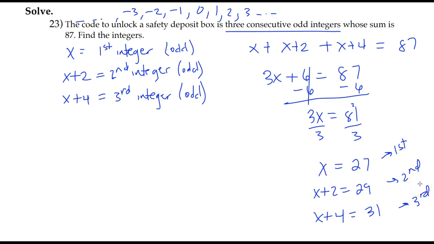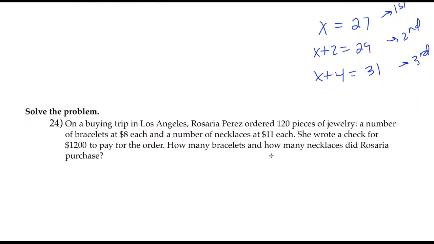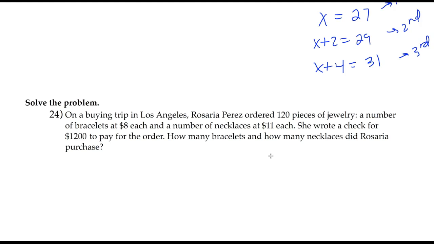And so to close this out, we would just say that the code to unlock the safety deposit box is 27, 29, 31. All right, so our last problem sort of deals with some of the things that we deal with in this section, but I'm also using it as a segue to get to our next unit, which is in week 3, which is solving systems of linear equations.